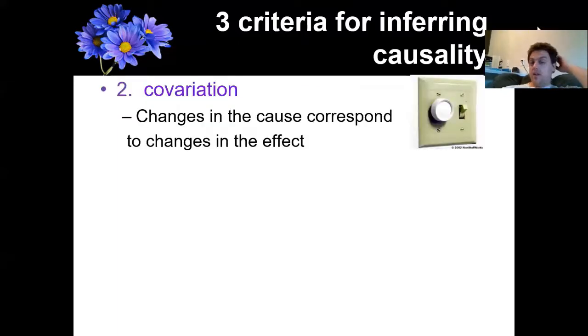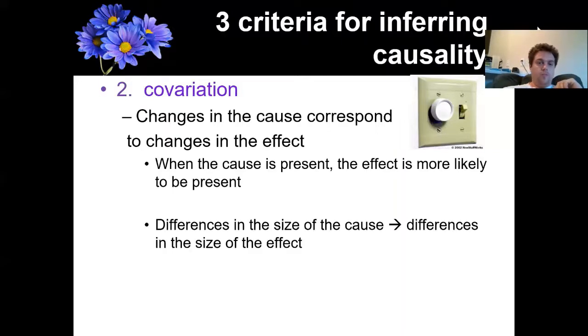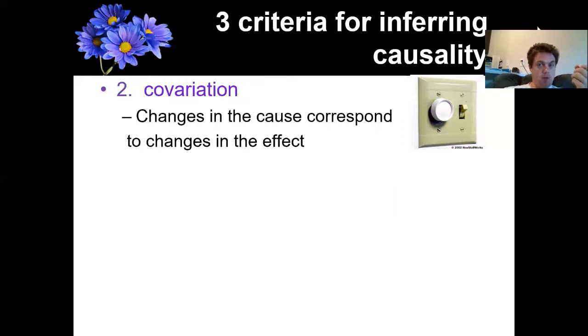The other necessary condition for inferring causality is correlation, or covariation. They mean the same thing. So is a change in one thing associated with a change in another thing? For example, if you flick a light switch, is that associated with a change? The light's coming on. When the cause is present, is the effect more likely to also be present? It doesn't have to be a perfect relationship, but it has to be some kind of relationship.